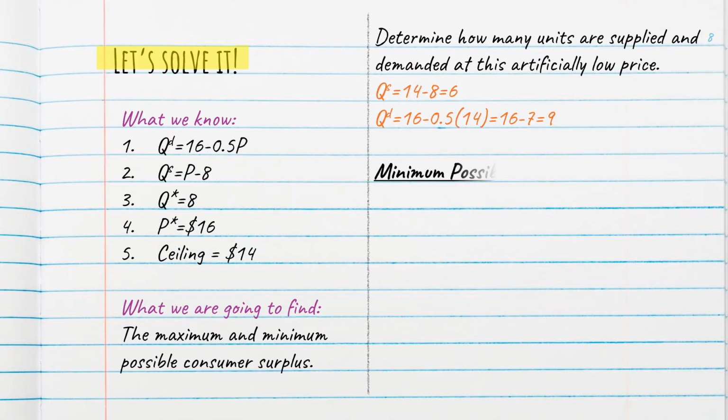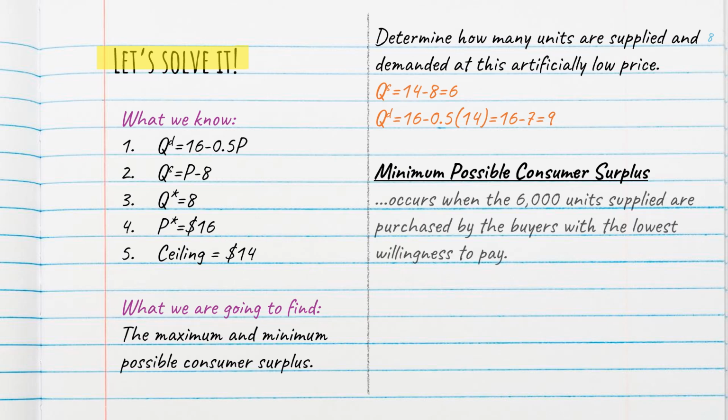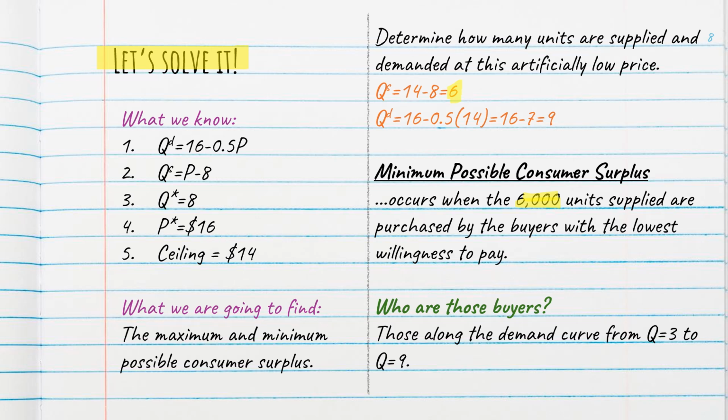Now we want to talk about the minimum possible consumer surplus. This is going to occur when those 6,000 units that are supplied don't get purchased by those on the upper portion of the demand curve. Instead, they're going to be purchased by buyers with the lowest willingness to pay that still exceeds $14. Who are these buyers? These are the buyers along the demand curve from 3 to 9.